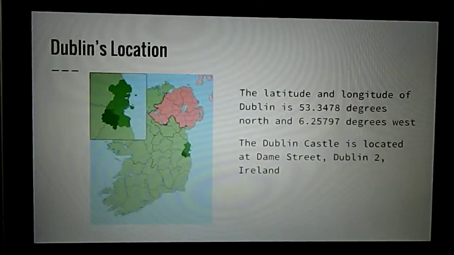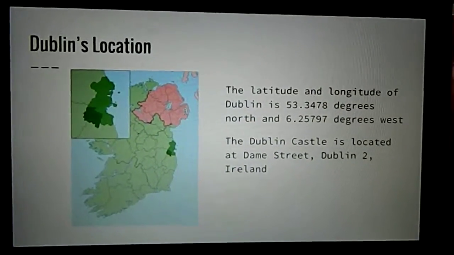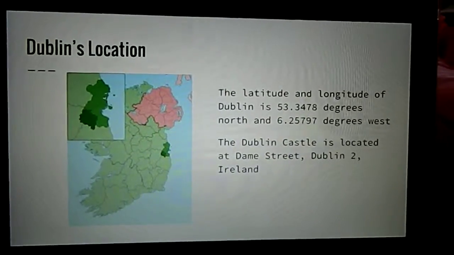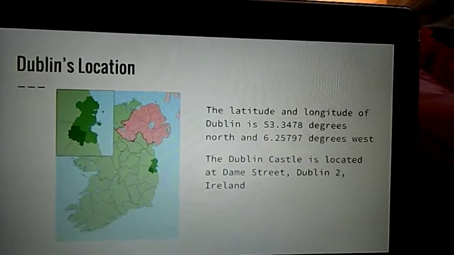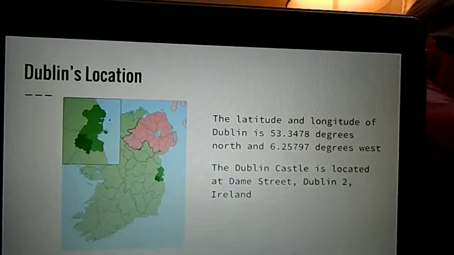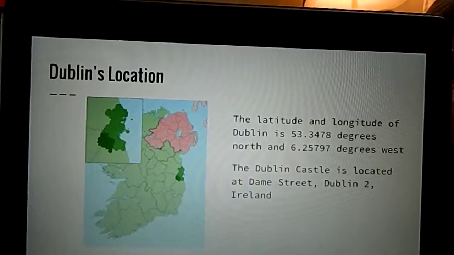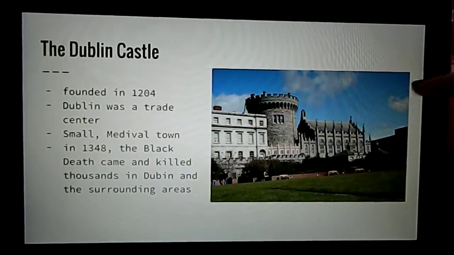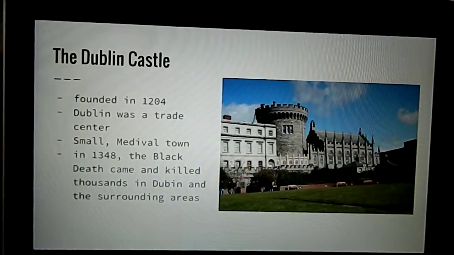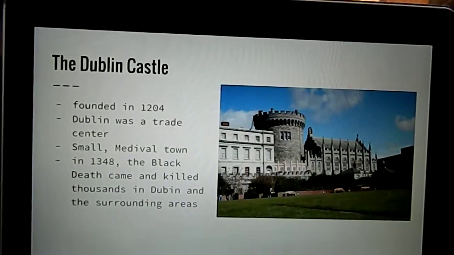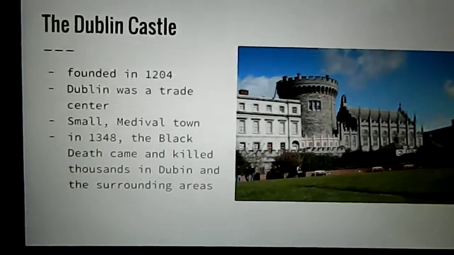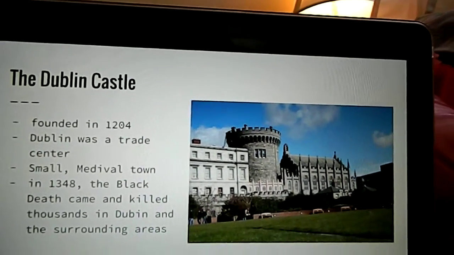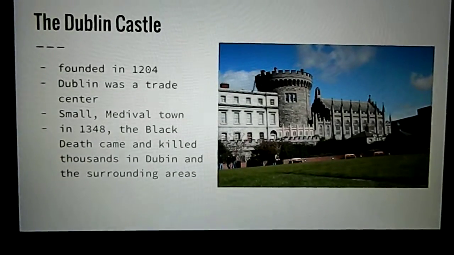And the latitude and longitude of where exactly Dublin is: 53.3478 degrees north and 6.2579 degrees west. And the Dublin Castle is actually located at Dame Street, Dublin 2, Ireland. And here's the Dublin Castle. It's beautiful, obviously. Ireland has a lot of castles, but the Dublin Castle was founded in 1204, and Dublin was a trade center. It was just a small little medieval town.